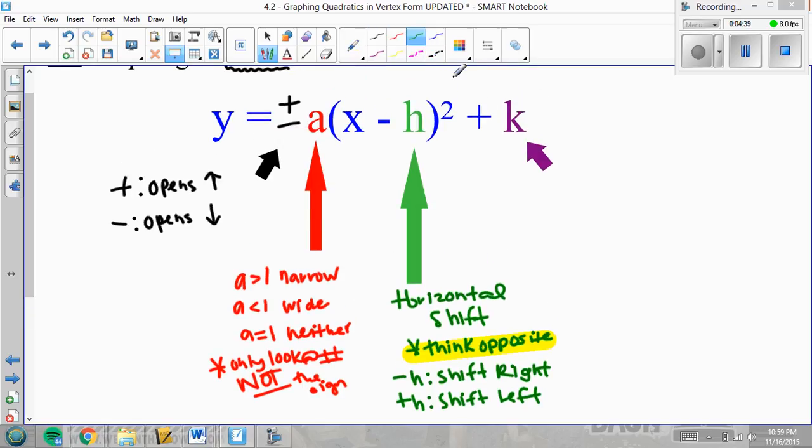Okay, then we have K. K tells you your vertical shift. Okay, so if you have a positive K, so think vertical is your up and down. So positive numbers, those are up. Negative k, the negative numbers, your vertical shift would be down. So we can get 4 different pieces of information just from our equation.